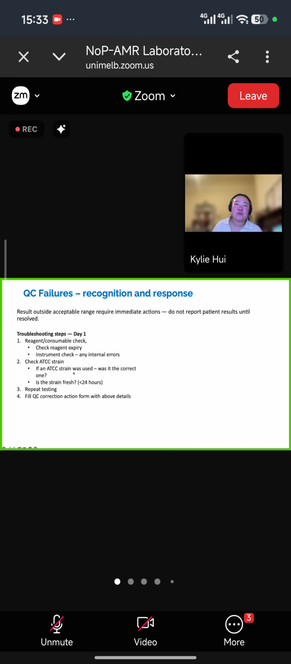After we check these, we can then repeat the testing. Lastly, we want to fill out a QC correction action form with the above details. So the form will have today's date, exactly what you've checked. You've checked the consumable, you've checked the ATCC strain, and then you've also repeated testing. All these things should be in your QC correction action form.